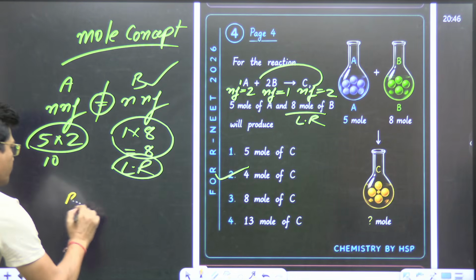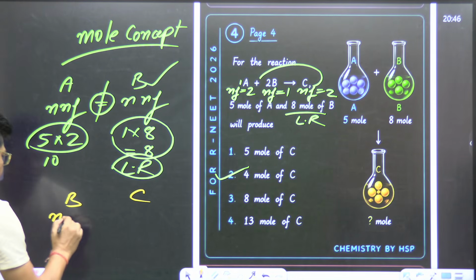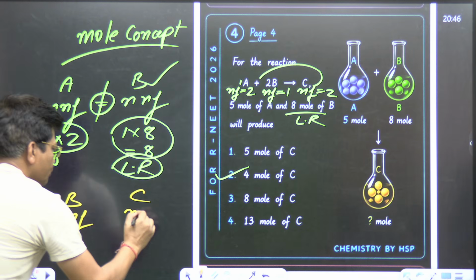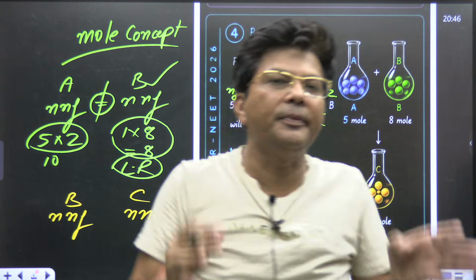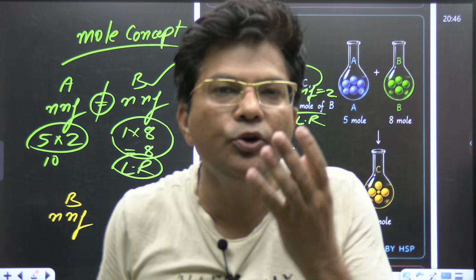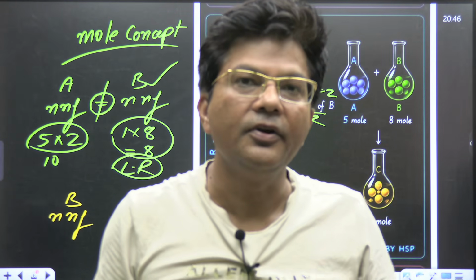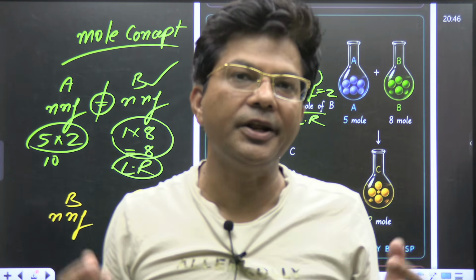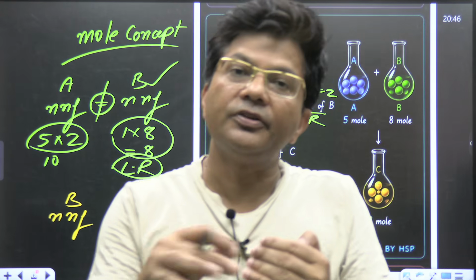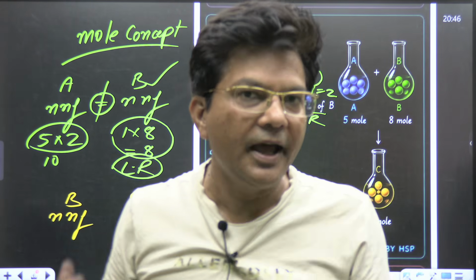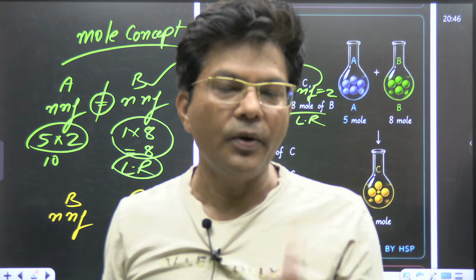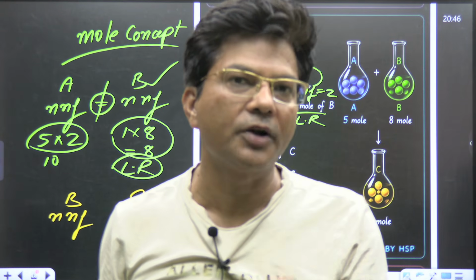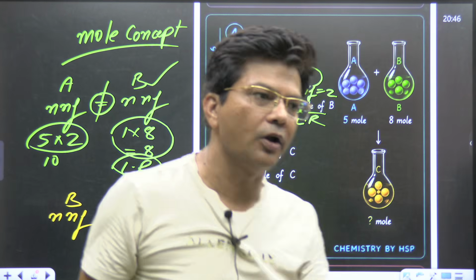Say about B and C, n into nf, n into nf. Now you must be thinking, sir, if we can solve it through the unitary method, why are you applying this n into nf? Because in the mole concept, the unitary method will work somewhere and not in some other place, but n into nf will work everywhere, my dear students. Whether the reaction is balanced or not balanced, this will always work. So always go with this.